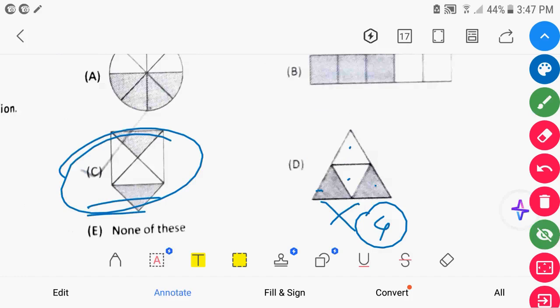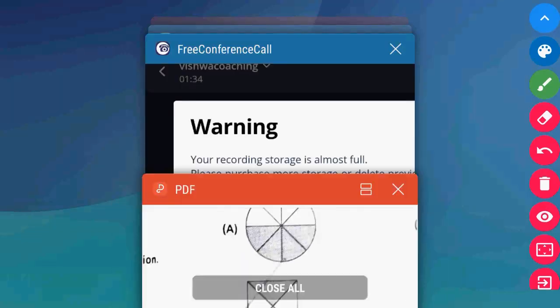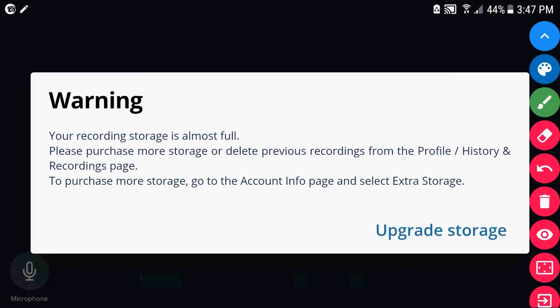Okay. So today in this session we learned about the different operations related to fractions and decimals. I hope you all understood.